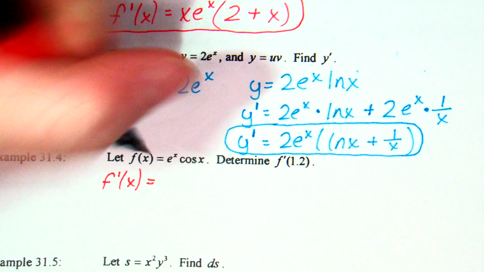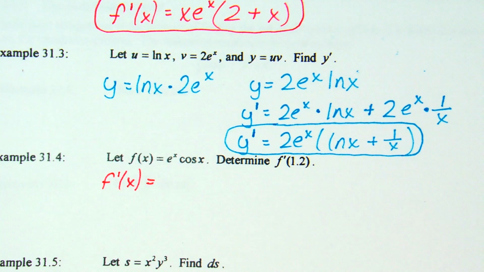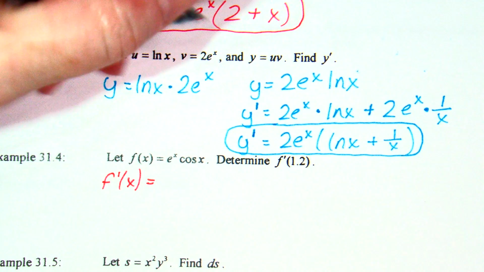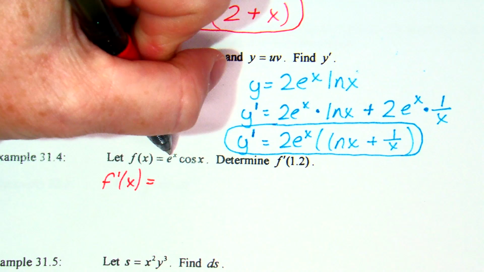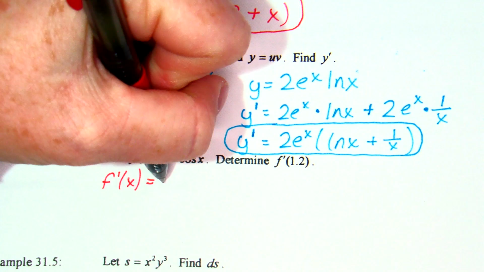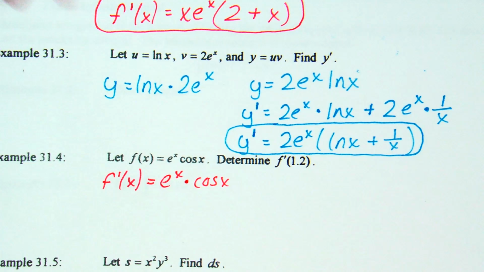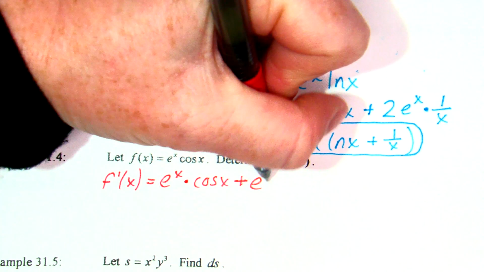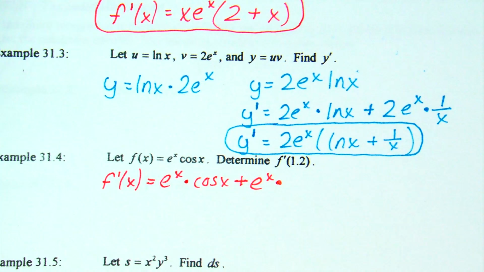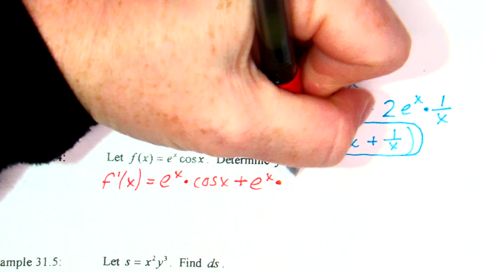Okay, first part. The derivative of e to the x is e to the x. So what do I do with cosine x? You keep it cosine x. Plus, next time we're going to keep e to the x. And what's the derivative of cosine x? Negative sine x.